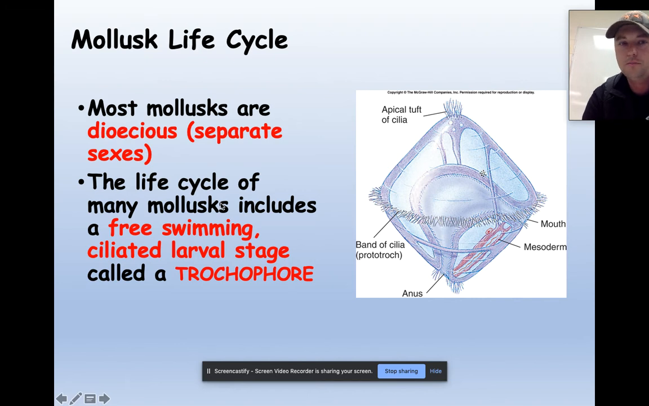Not all mollusks are free swimming as adults, such as a lot of mussels, oysters, and clams. Once they land, they're there. But their free swimming stage is called a trochophore, shown here in an artistic representation. I'm not going to ask you anything about the anatomy of a trochophore. Just hopefully you realize that, as we talked about the life cycles of all these animals, the larval stage is called the trochophore.